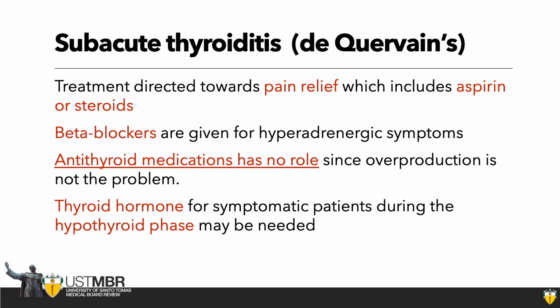Treatment is generally directed towards pain relief with steroids or aspirin, and beta blockers for the adrenergic symptoms. Antithyroid medications play no role. Don't make the mistake of giving thionamides to this patient. There's nothing to shut down. And if the patient becomes symptomatically hypothyroid during the hypothyroid phase, temporarily you might give this patient thyroid hormone.